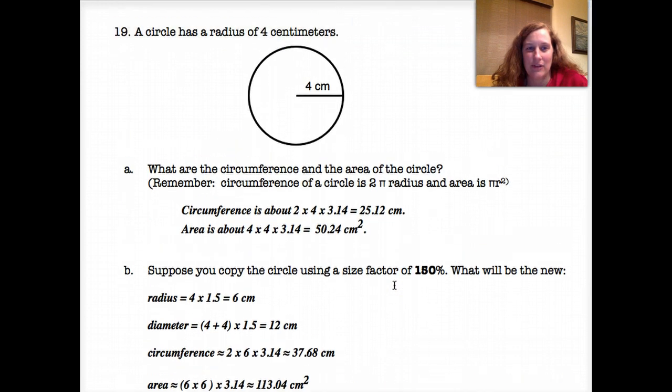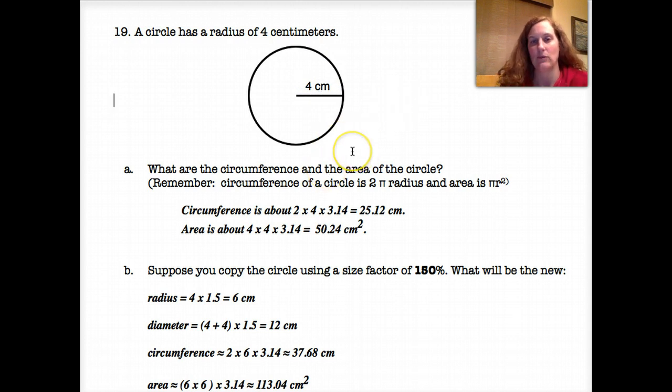19, this was talking about circles, and we did a warm-up with circles, so hopefully some reminders that in a circle, the radius is halfway across. The diameter is all the way across. So we're dealing with a radius right now. We have a circle with a radius of 4 centimeters. What is the circumference and the area of the circle?